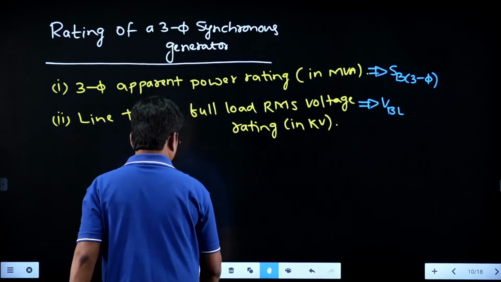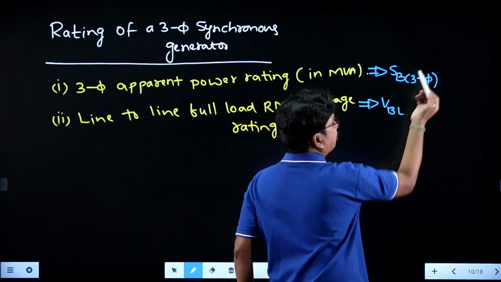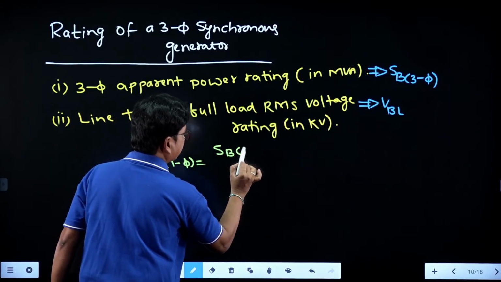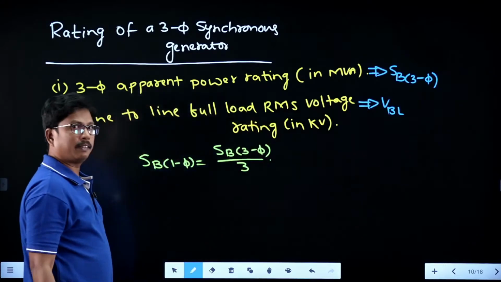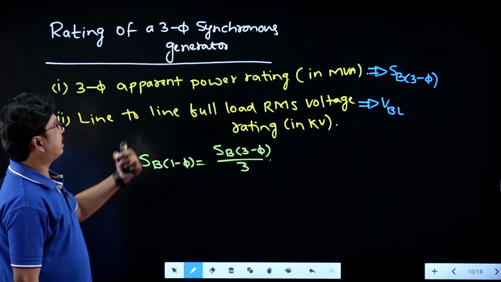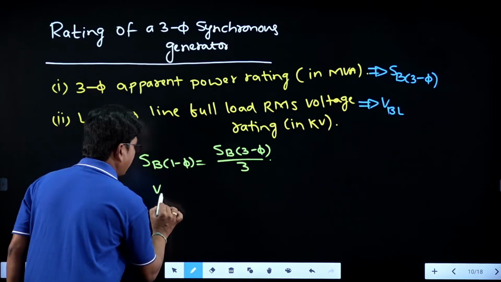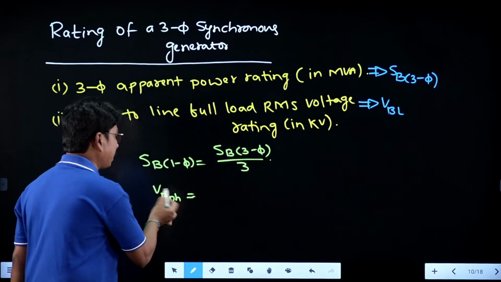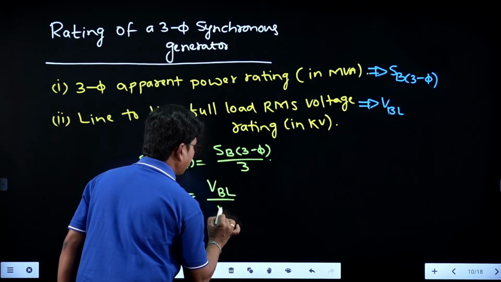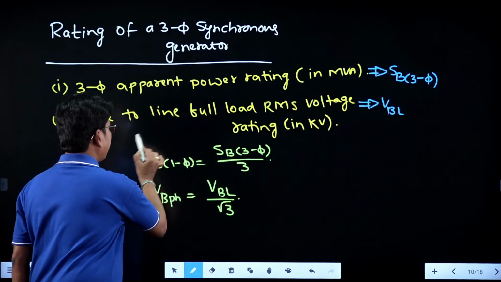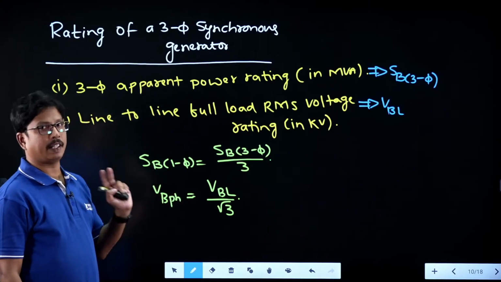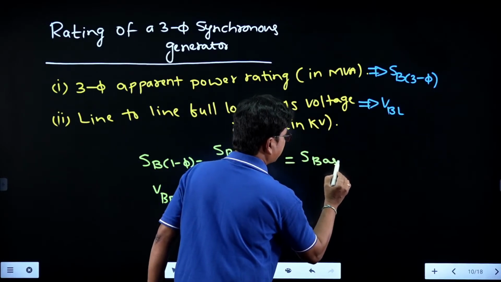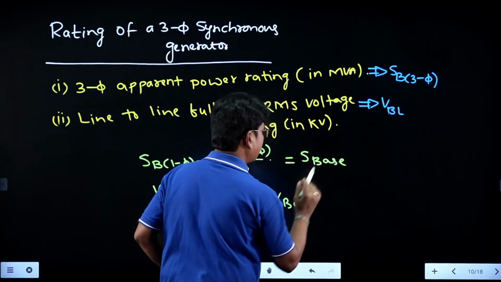How to convert those into single phase? If you want to calculate S base single phase, what is S base single phase, students? S base single phase is nothing but S base three phase divided by 3. Now, if the generator is star connected, what is the phase value? You can calculate the base phase value. What is the base phase value magnitude? It will be V base line divided by root 3. Like that, we can calculate S base single phase value and V base phase value. Right? So finally, we got S base and V base in single phase terms. These two are the single phase quantities.